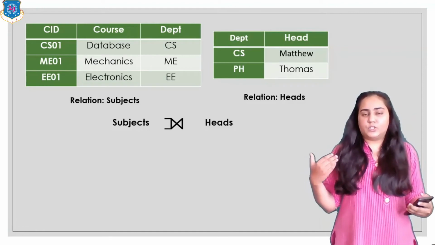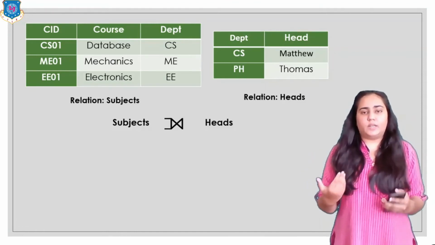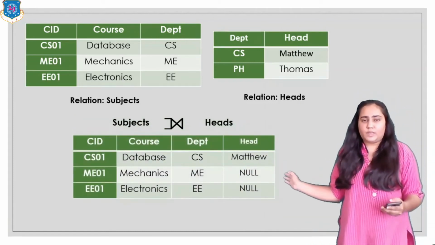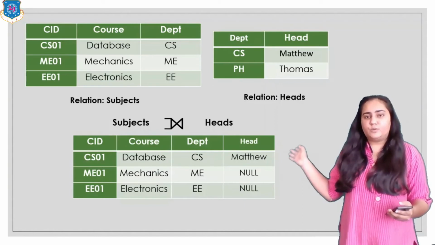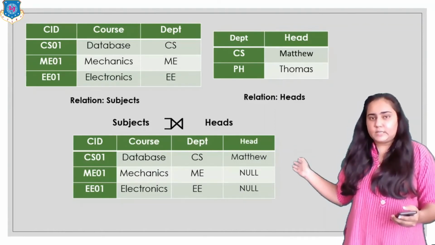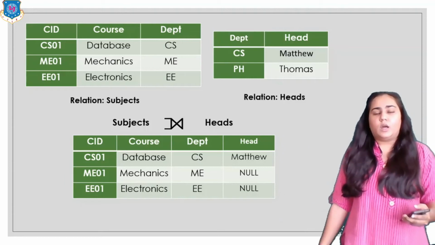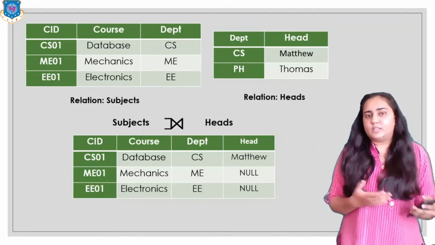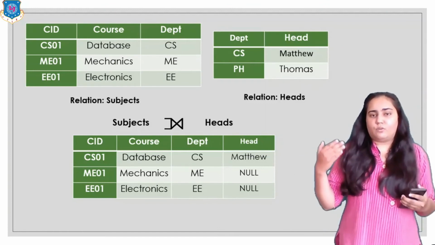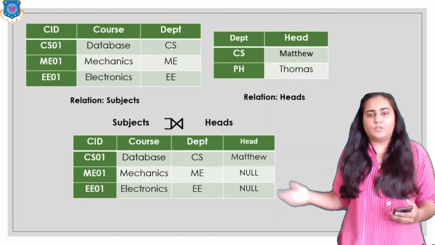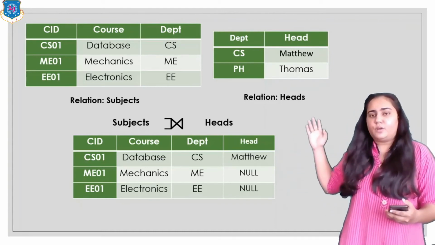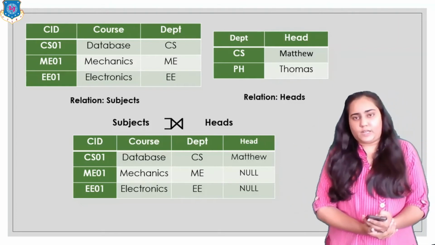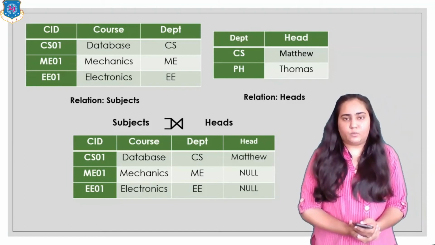Now you can see it shows subjects, left outer join heads. And then once that is done, this is the table you will get as a result. The first row, which you are getting with natural join, remains as it is, but the next two rows are coming because even though they do not match with the right side relation, they are still there in the left side. So the rows with ME and EE will also be coming here, but for the column that is not present, which is head, we are going to use null values. So this is how left outer join works.